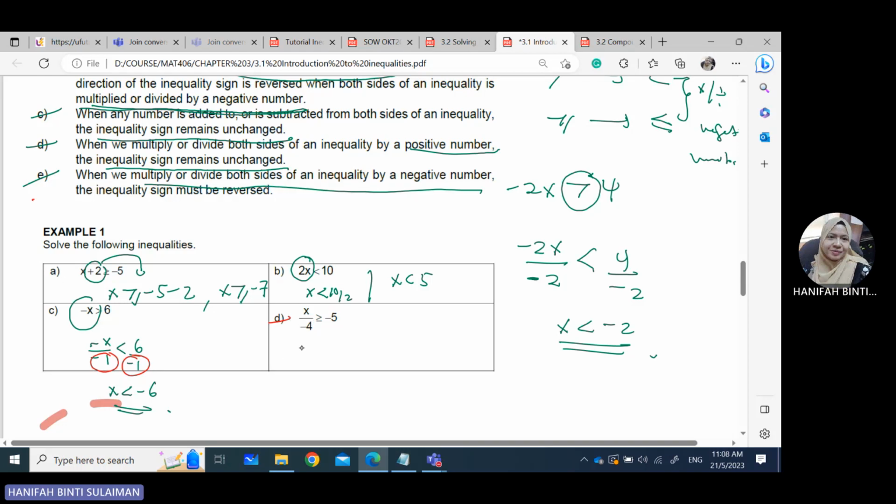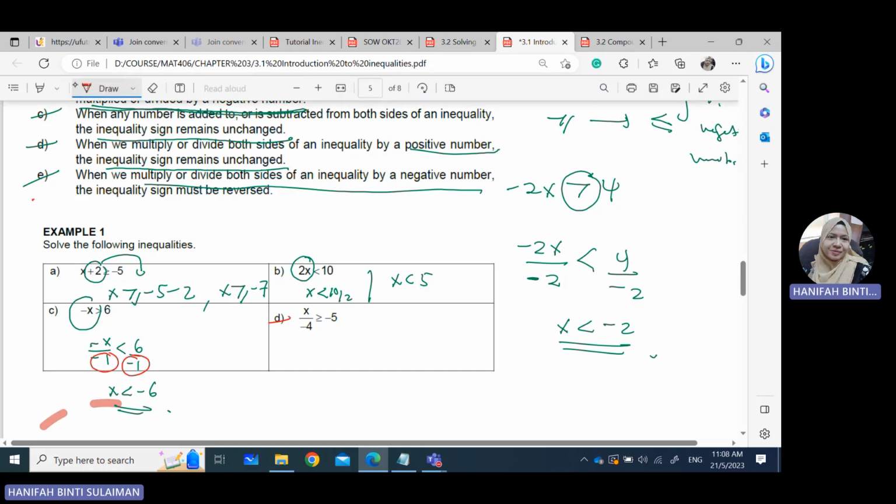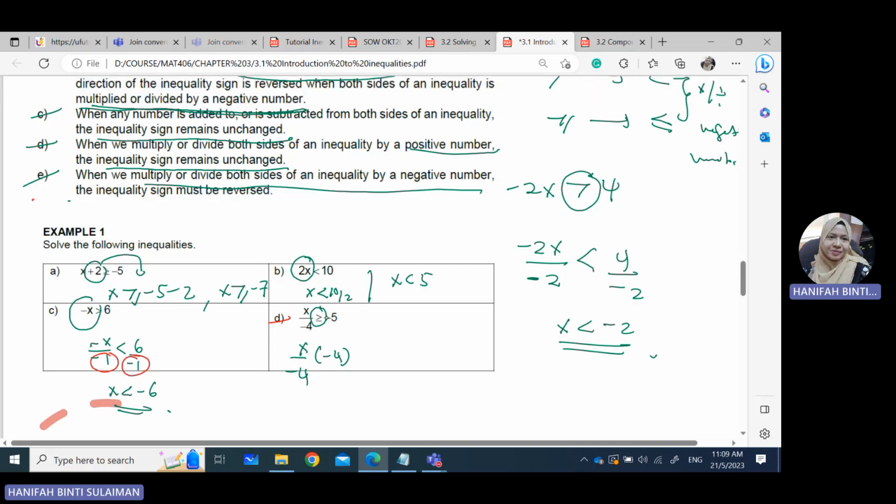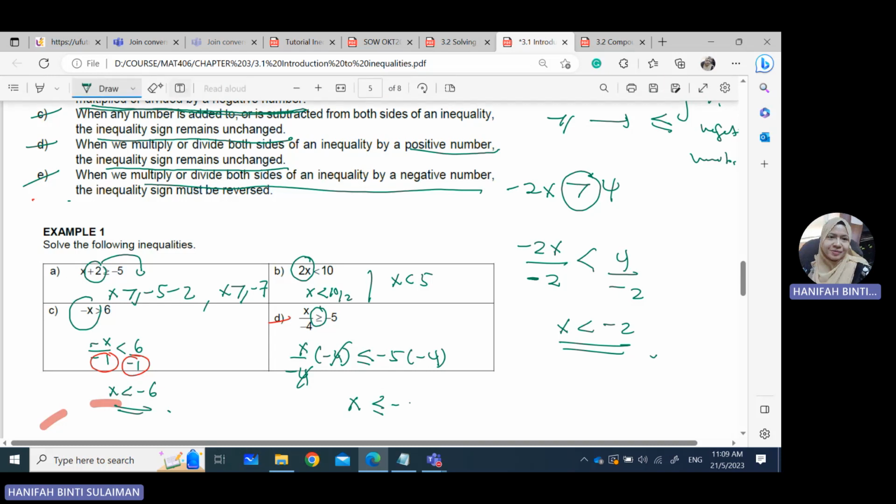So untuk D, in order to solve for this x, we need to multiply all the terms by negative 4. Kat sini kita darabkan negative 4 di sebelah kiri, which is x over negative 4 multiplied with negative 4. Inequality sign will be changed from greater than or equal to, then we have less than or equal to. Negative 5 times negative 4. Okay, so on the left hand side we can solve. Then we have x less than or equal to positive 20. Sini jawapan dia.